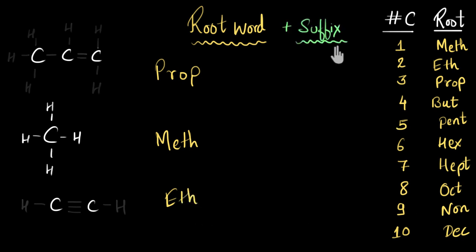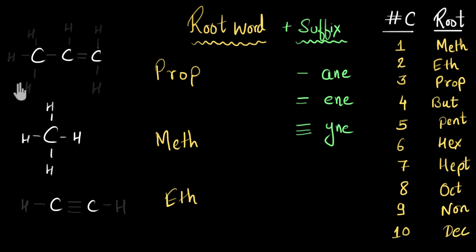Now let's talk about the suffix. This is a word that gets added to the root word, and it denotes whether the molecule belongs to the alkane, alkene, or alkyne family. For example, if there are only single bonds between the carbon atoms, that means the molecule is an alkane and will have the suffix "ane" added to the root word. If there is even one double bond between 2 carbon atoms, that means the molecule belongs to the alkene family and will have the suffix "ene" added to the root word. And if there is even one triple bond, that means the suffix will be "ine."